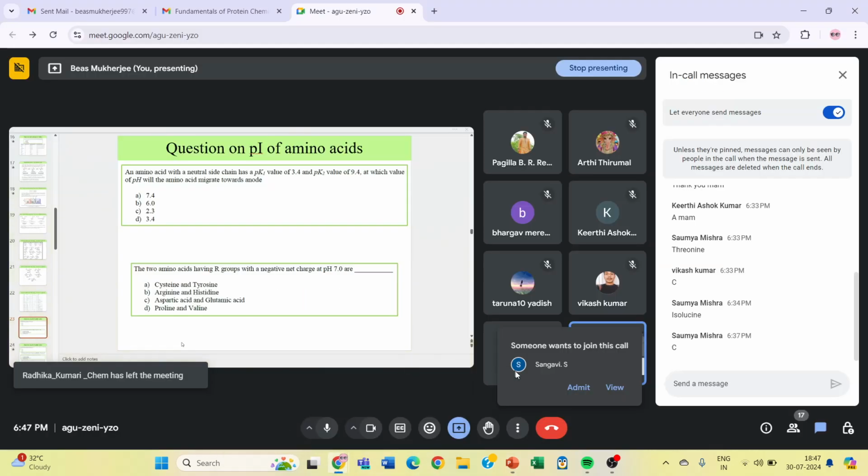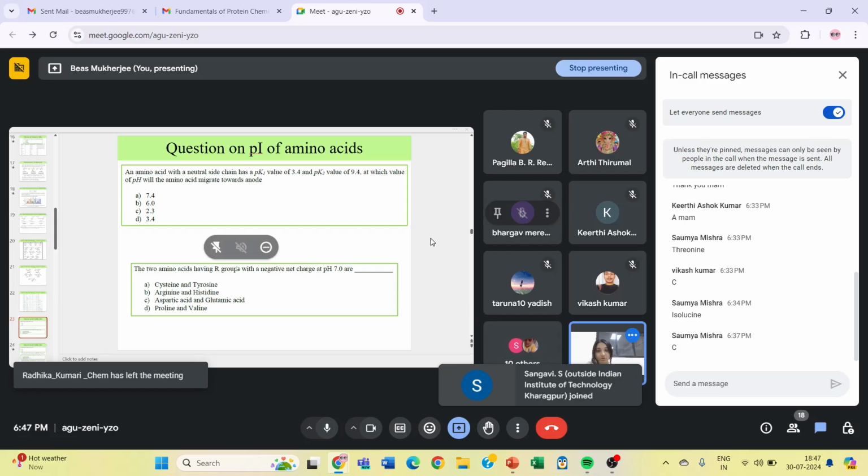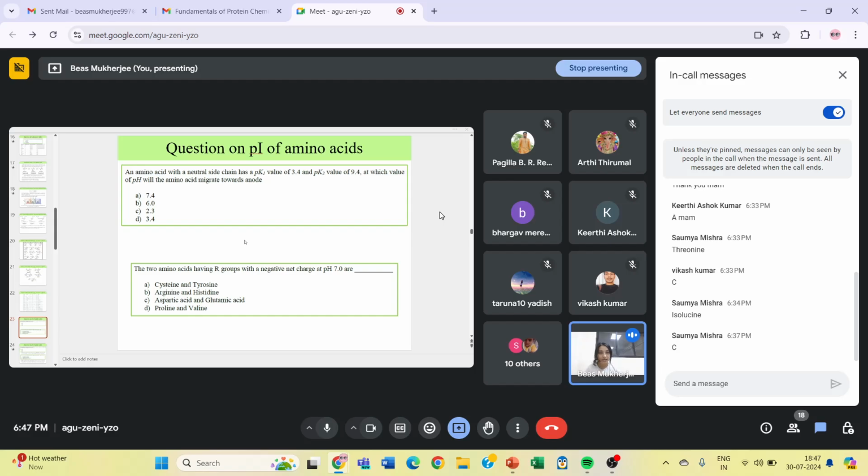Right, now try to solve these two questions on the pI of amino acids. Questions on pI are going to be there in every exam, so you have to practice these questions very well. These are very scoring, very simple, but very confusing. They'll give you values so close by that you will be confused. Okay, so try to solve them. These are very simple questions.